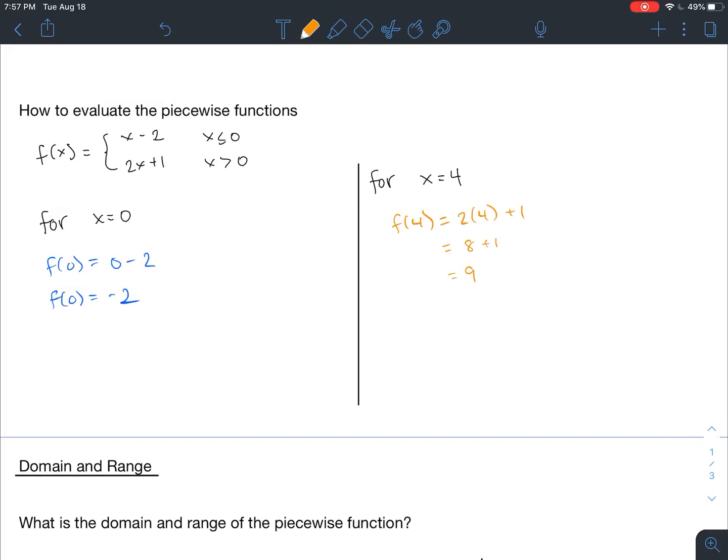So there you go. That's how you evaluate a piecewise function. You just have to determine, for the x value that you're given, which piece of your function it belongs to.